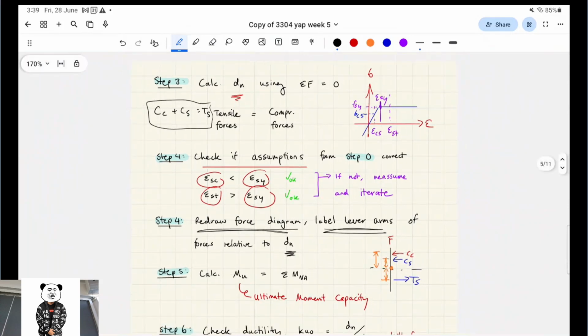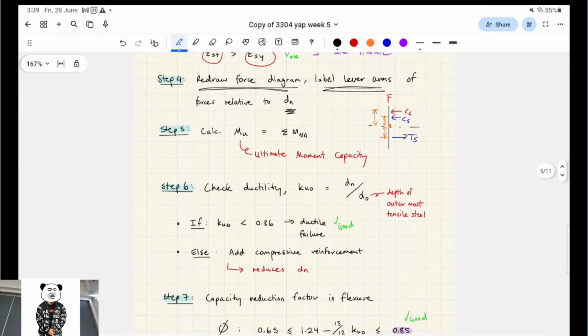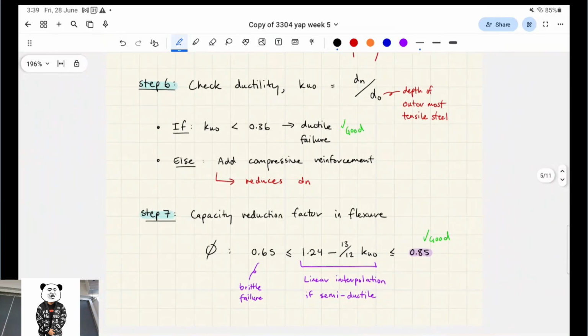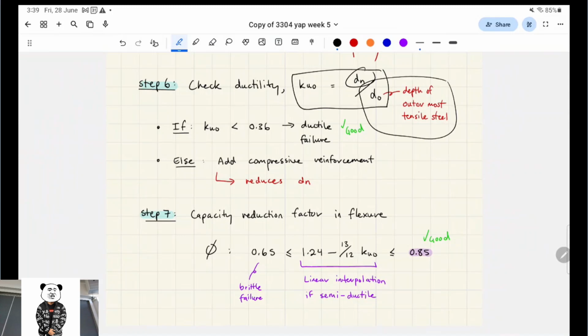Okay, I'm gonna carry on. So next we check for ductility, right? So ductility has this equation. It's quite a simple one. This is probably the easiest step, but it's at the very end. We just check the depth of the neutral axis, and then check its ratio with the depth to the outermost layer of steel. So usually this is DST, right? But it says DO because if you have multiple layers of tensile steel, it's the one that's the furthest away from the compressive side.